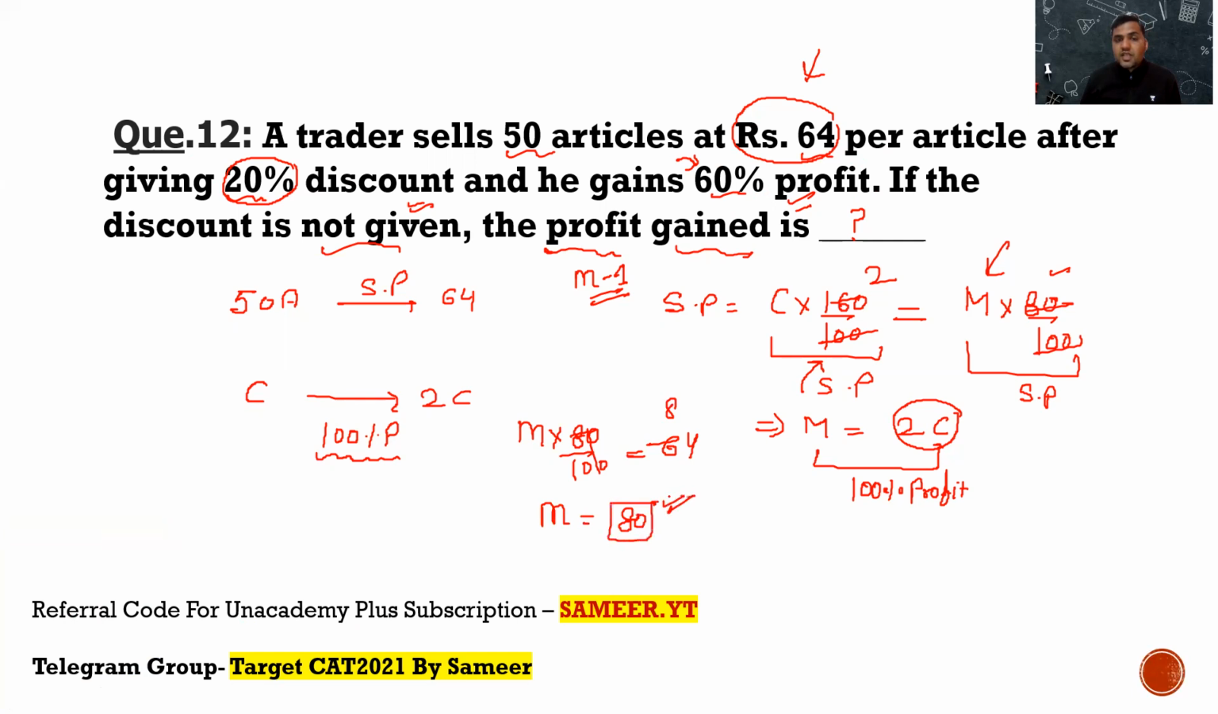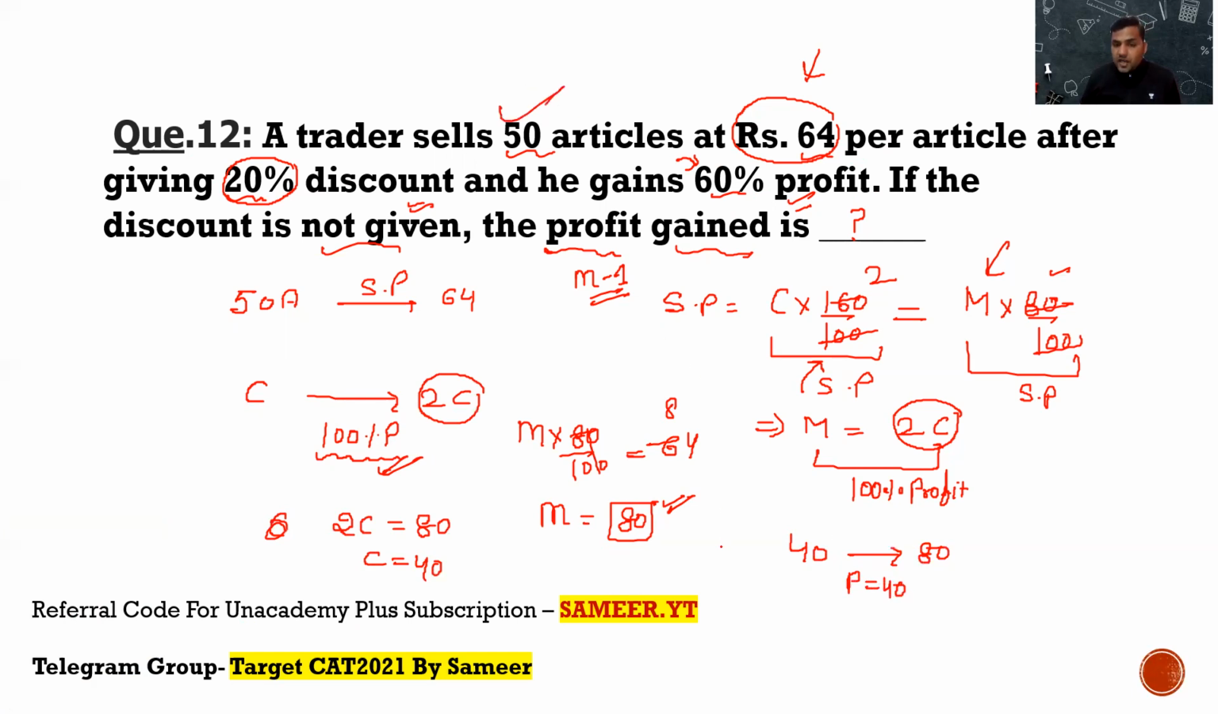If the mark price is 80 rupees, and my profit percentage is 100%, can I say that 2 times the cost price is my mark price? Right, this is something that I have already proved. So 2 times the cost price is 80, so the cost price is 40 rupees. Now see, a 40 rupees article is being sold at 80 rupees. That's a profit of 40 rupees, right?